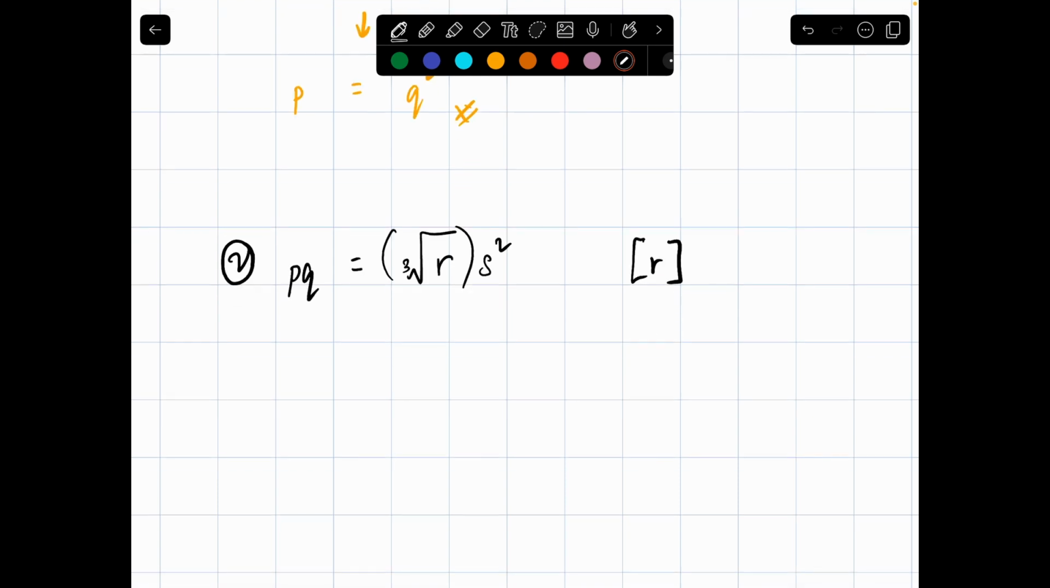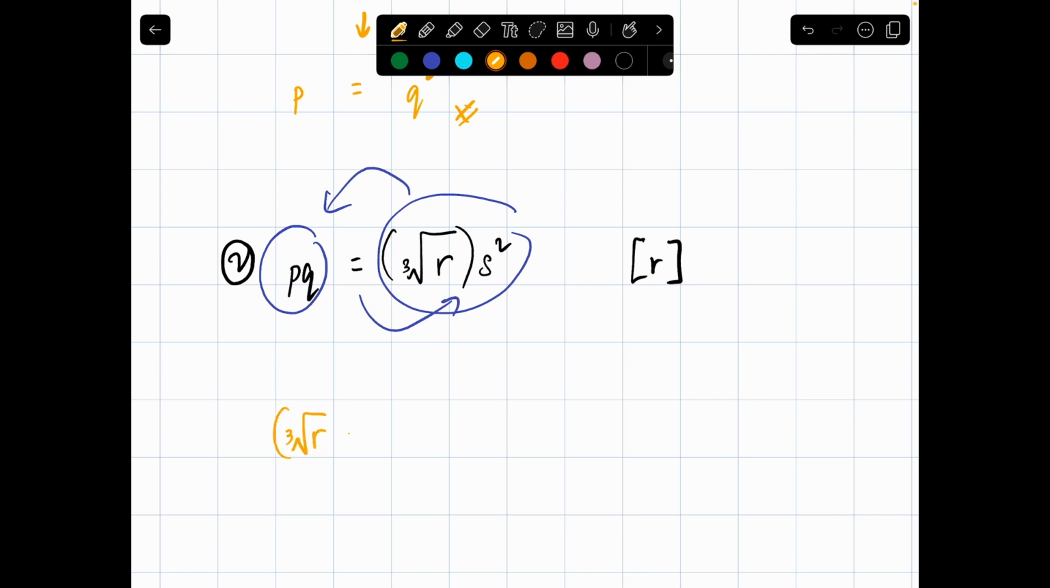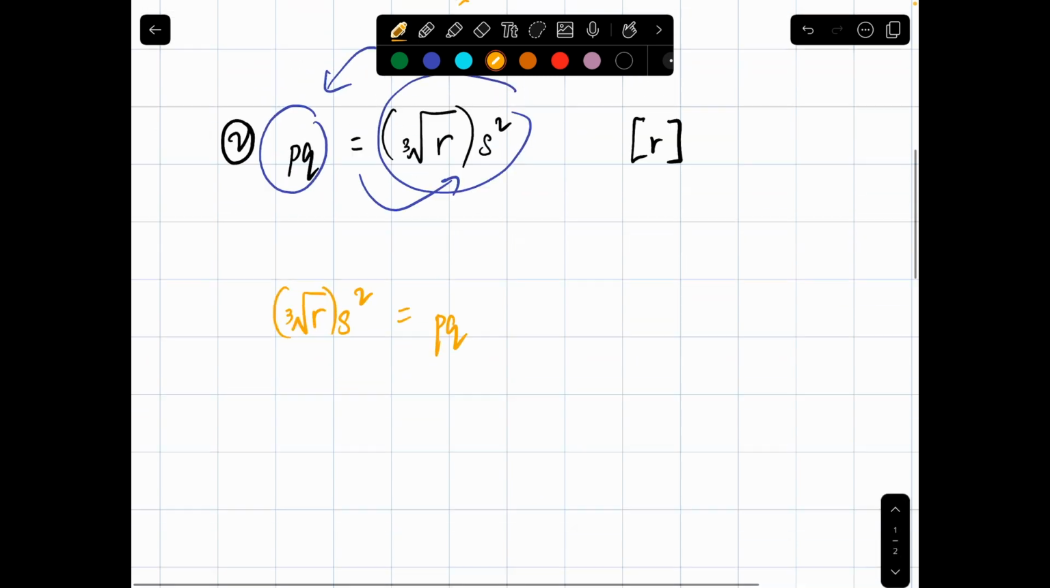Same thing, first step, change the position. Since R is on the right hand side, we bring the entirety to the left and this entirety to the right. Don't have to change any symbols, nothing, just change the position. So we will have the cube root of R, then S squared equals to PQ. And then now we have cube root R and S squared. We just want R. Remember that our aim is to get R alone.